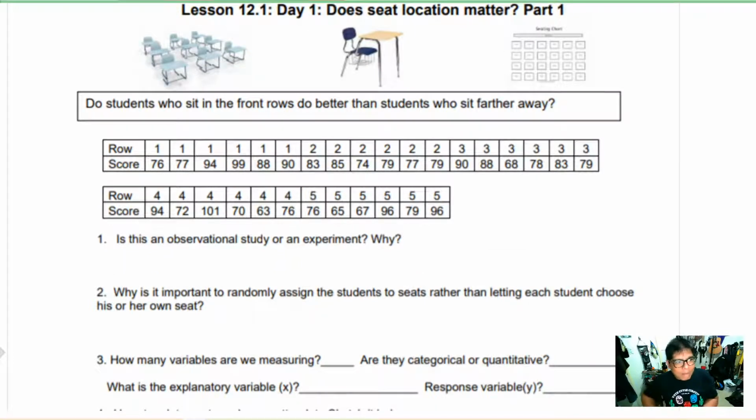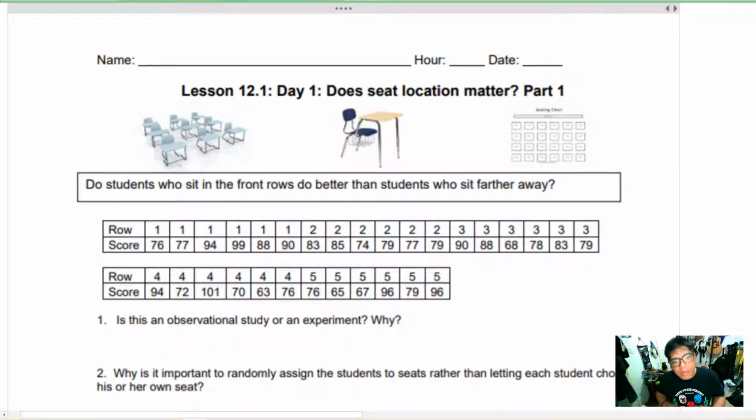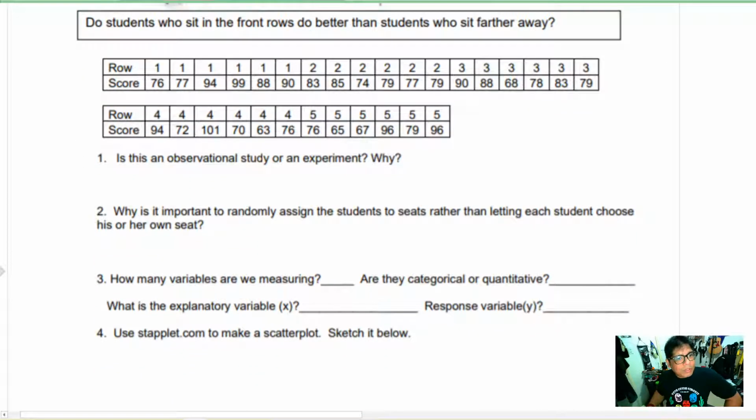So here we have the question, do students who sit in the front row do better than students who sit further away? Now, I know probably you've heard somebody say that you should sit in the front of the classroom because you'll do better. So this is an attempt to add some statistical reasoning behind that. Does this actually work? So what we have here are a set of students. I believe this is 30 students.